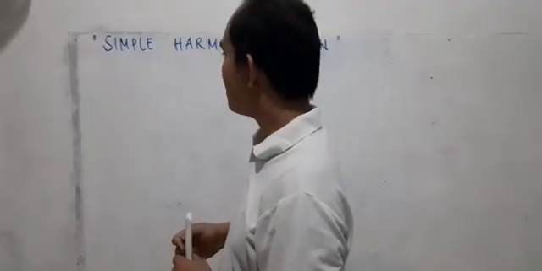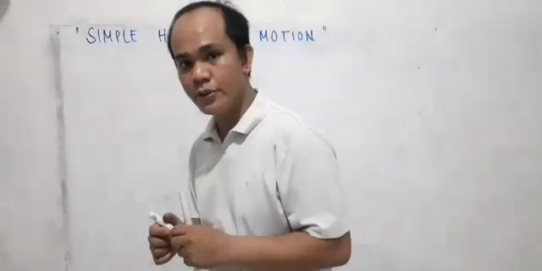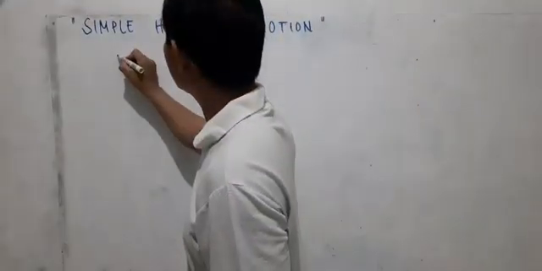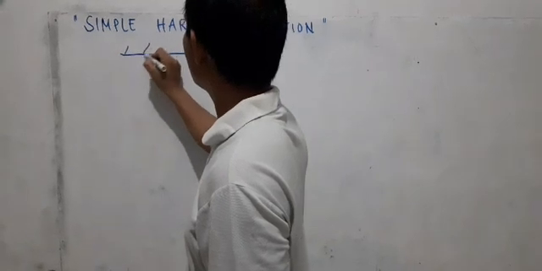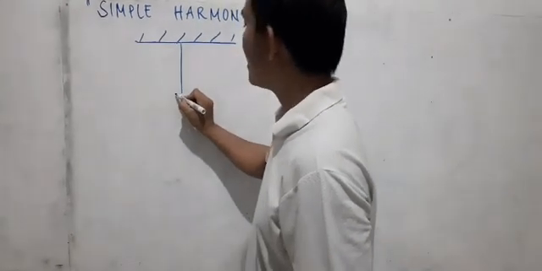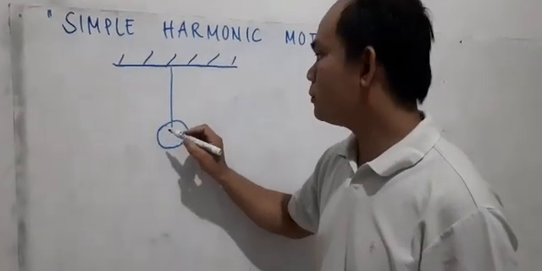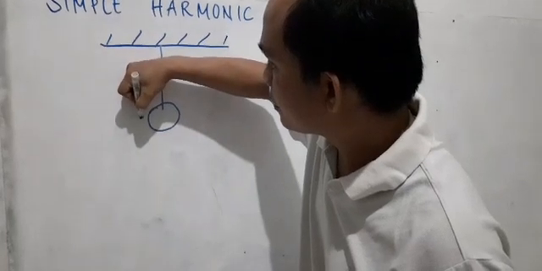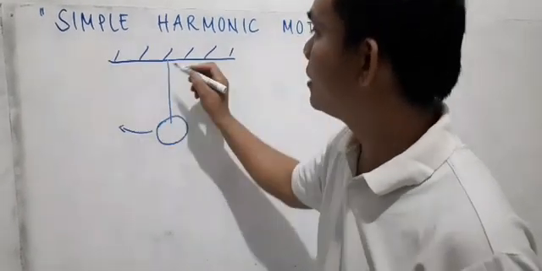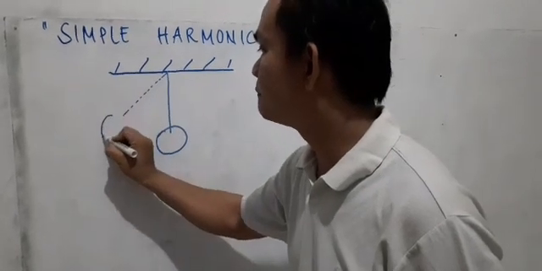So the concept of simple harmonic motion, in this case, we use a pendulum. We suspend a pendulum. For example, this pendulum is at the equilibrium position, and then the pendulum will swing to the other position, so that the position will take place in this part.